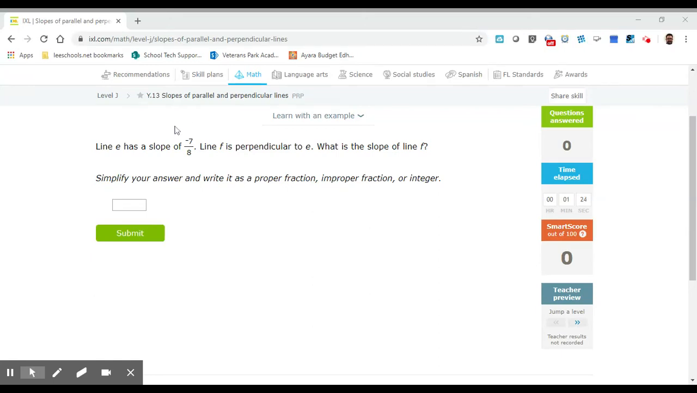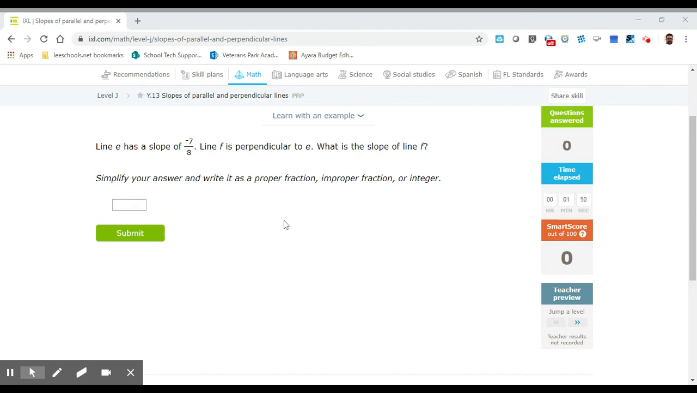All right, we are working on slopes of parallel and perpendicular lines. This is PRP on your IXL for 8th grade. And this question says line E has a slope of -7/8. Line F is perpendicular to E. What is the slope of line F?